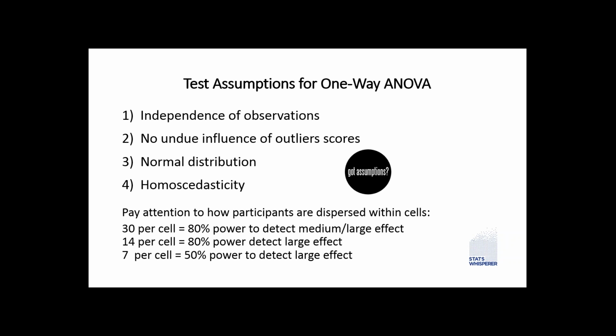At the bottom, you'll see that if you have seven cases per cell within those 3 categories, prescribed no, prescribed recommended, prescribed yes, if you have 7 within each, which is about 21, about our full sample, you only have 50% power to detect a large effect. Now we'll discuss that in a minute, but keep that in mind.